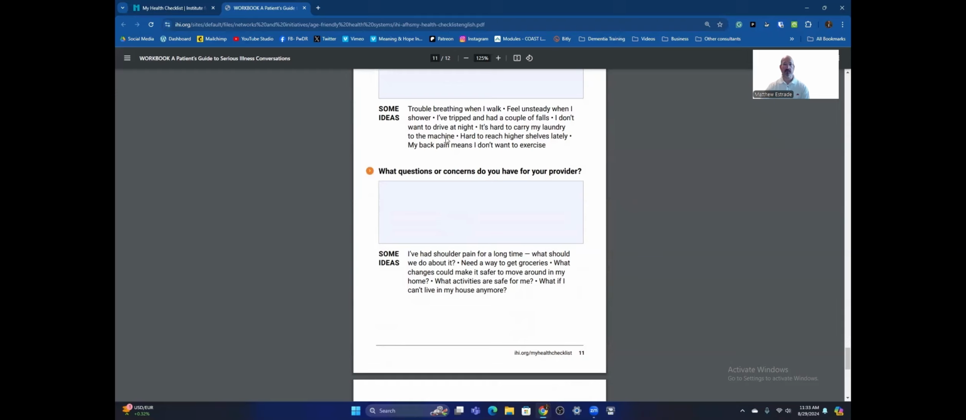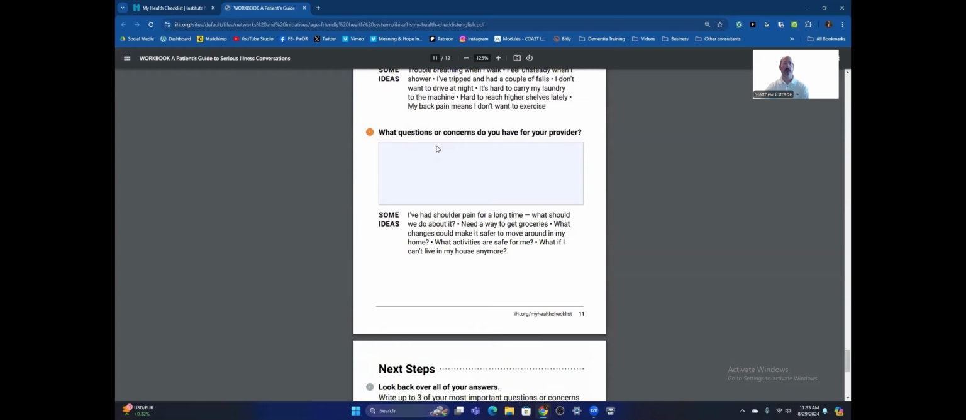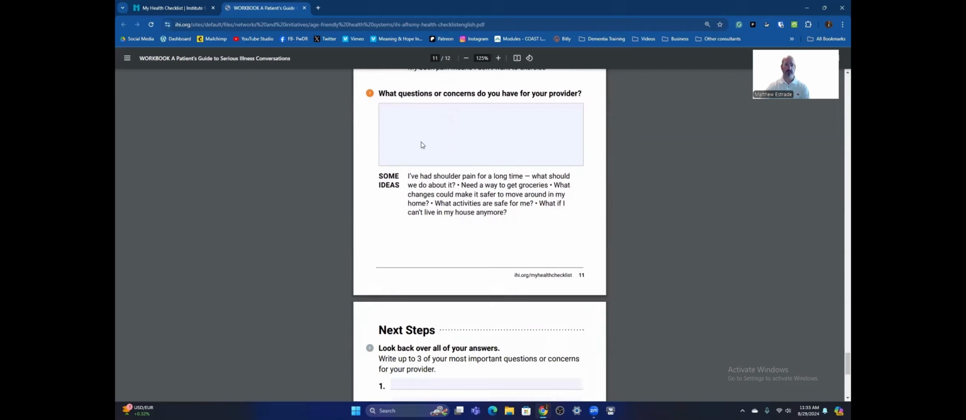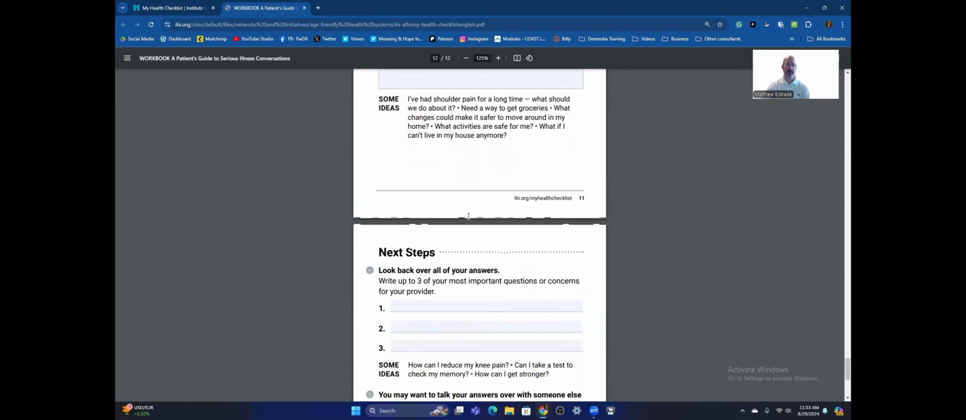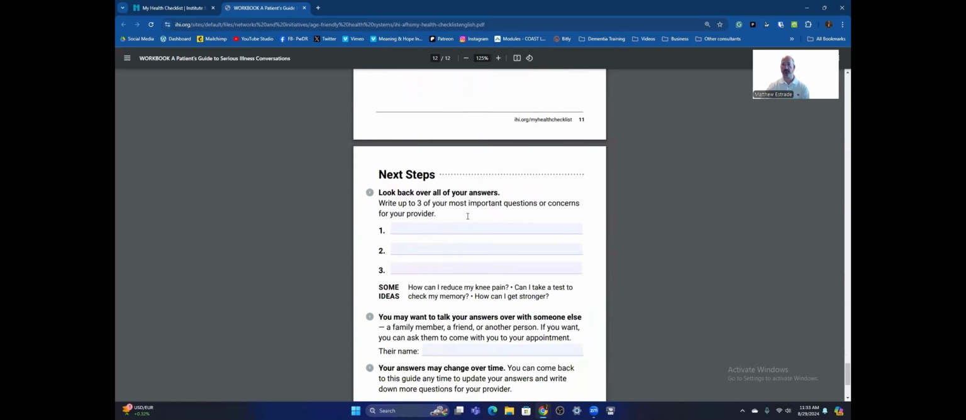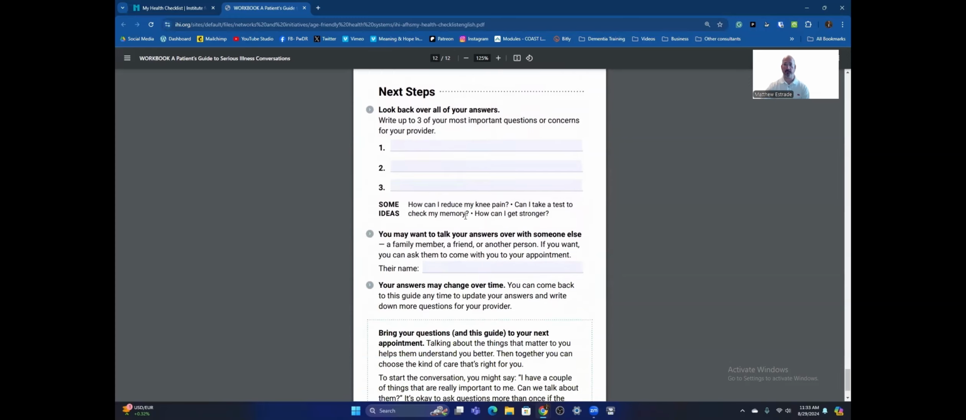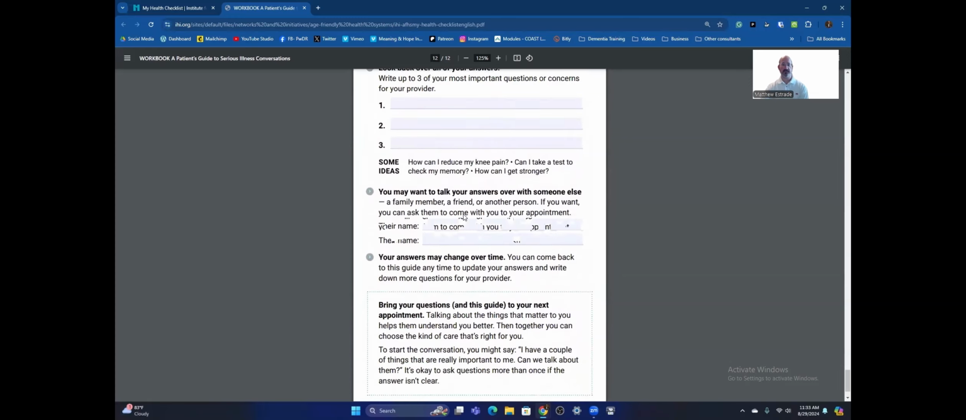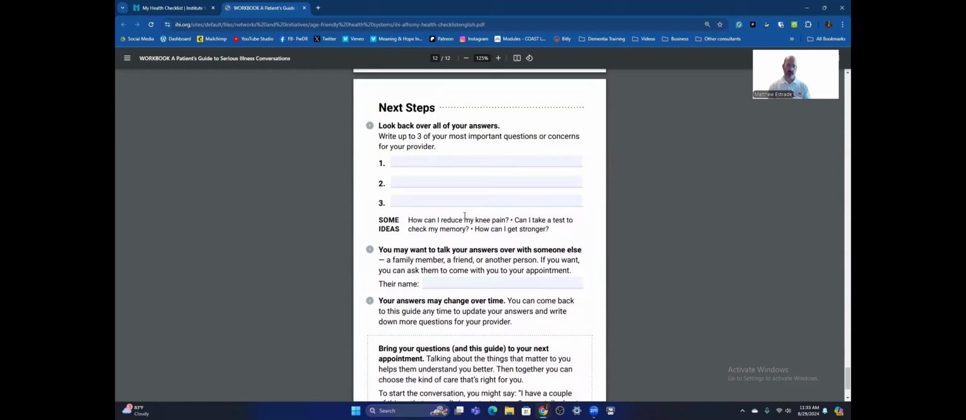It's hard to carry my laundry to the machine. What questions or concerns do you have? So we've covered 4 questions, just like we have for the other M's. So once you've done that, here are your next steps. This is sort of like the wrap up, the final page of this, where you take all this thought, all this writing, perhaps some discussion with family, and you put it together for the visit.